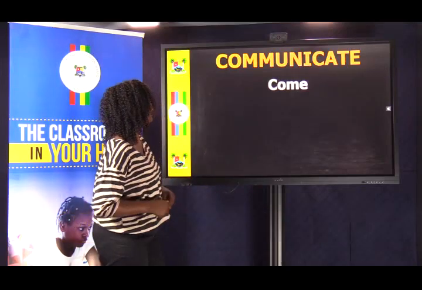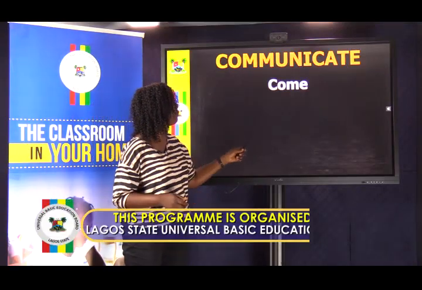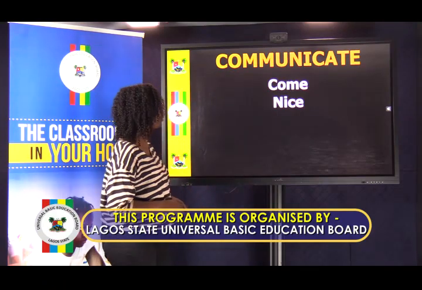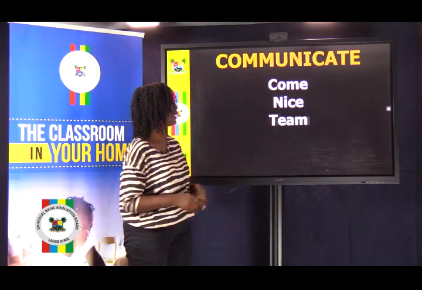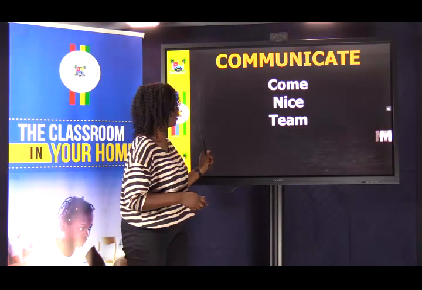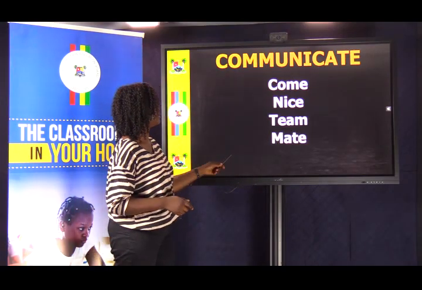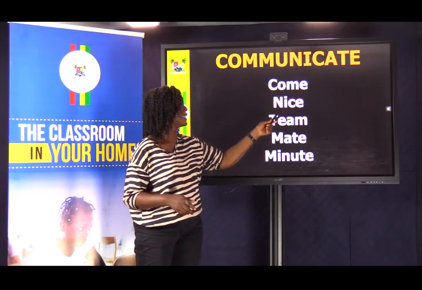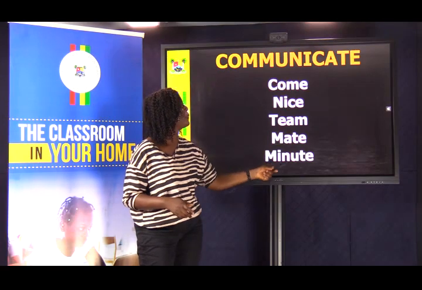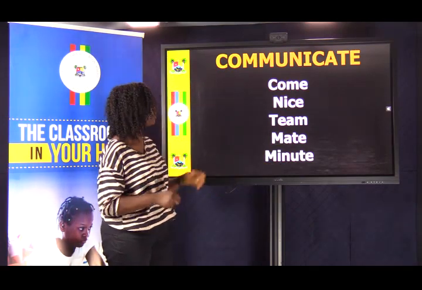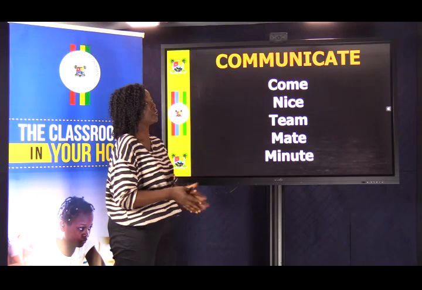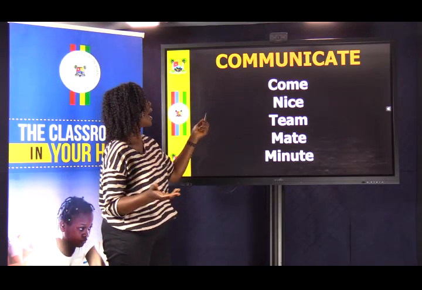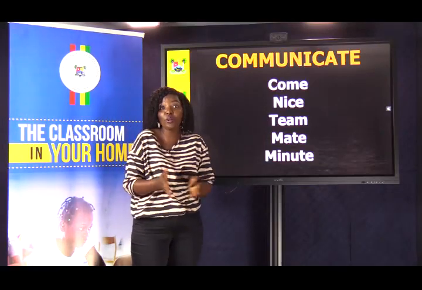So, let's see. I got come from the word. Okay. Another smaller word, team. Mate. And the last one, minute. Come, team, mate, minute. You might have chosen some two-letter or three-letter words from it. We have at, we have on. It's so much.